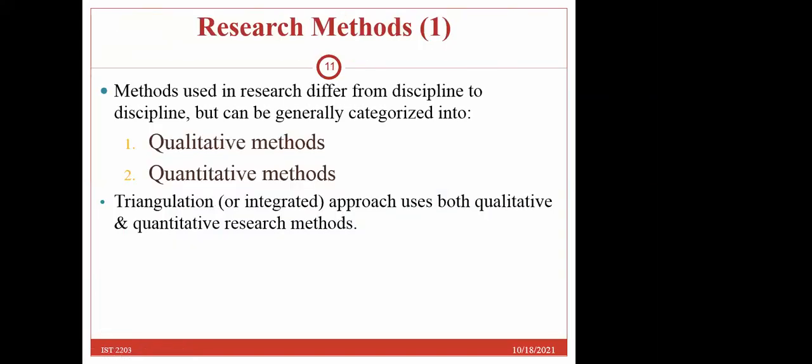Okay. So now I talk about the research methods. The methods used in research differ from discipline to discipline, but are generally categorized into qualitative methods, and these fall under the qualitative methodology. Then we have quantitative methods. These are under the quantitative methodology. And then we have the integrated one, or the combined research methods.